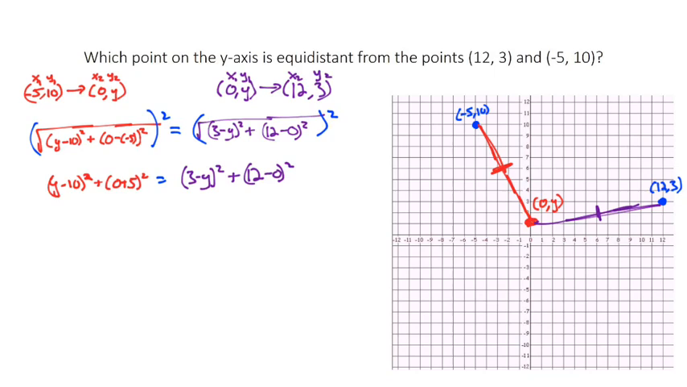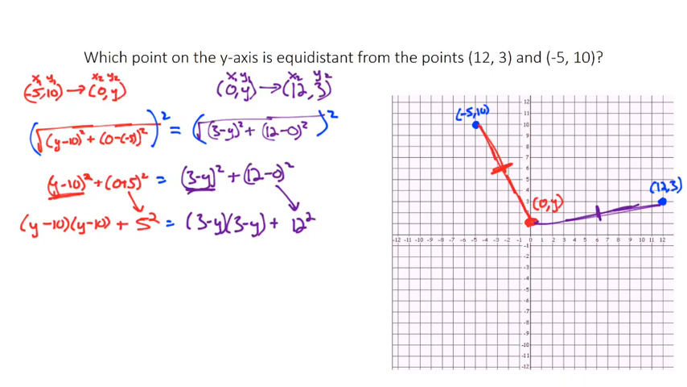And so what I want to do next is expand these out. If I'm doing y minus 10 squared, that's going to be y minus 10 times y minus 10. I'm about to distribute that out. I can also write 0 plus 5 squared is just 5 squared, because 0 plus 5 is 5. And I'm going to do the same thing over here. If I'm squaring a binomial, you've got to be careful. I want to do 3 minus y times 3 minus y, and then 12 minus 0 is just 12 squared. And now I want to distribute these out.